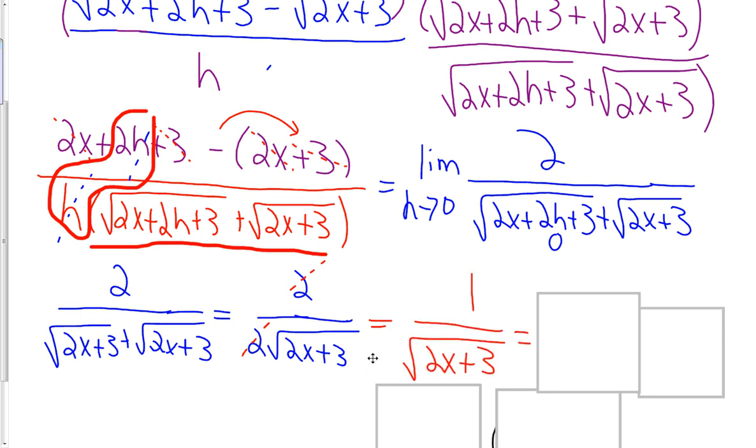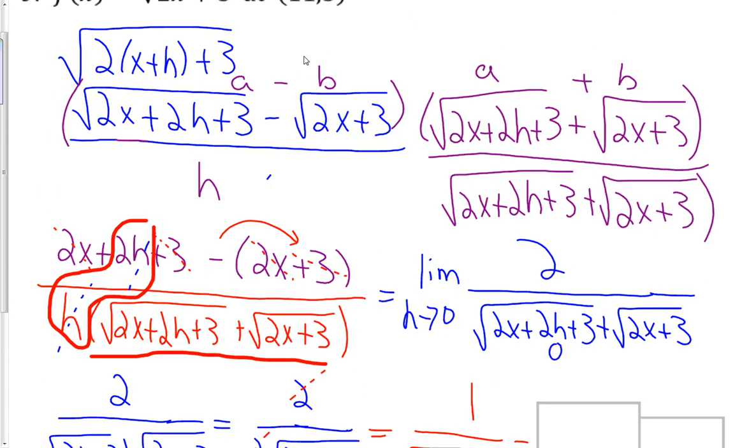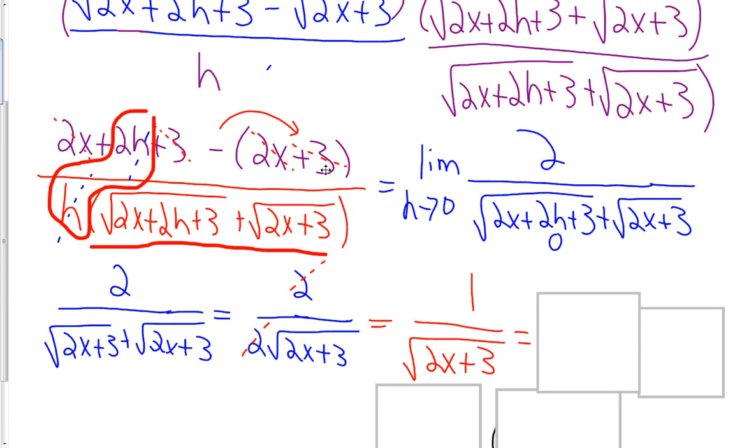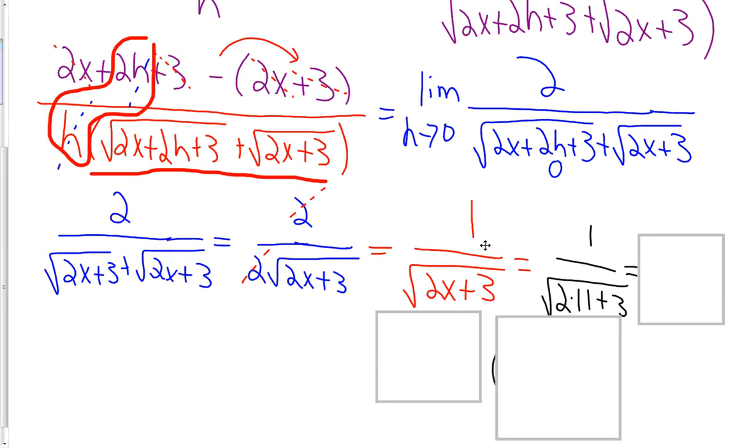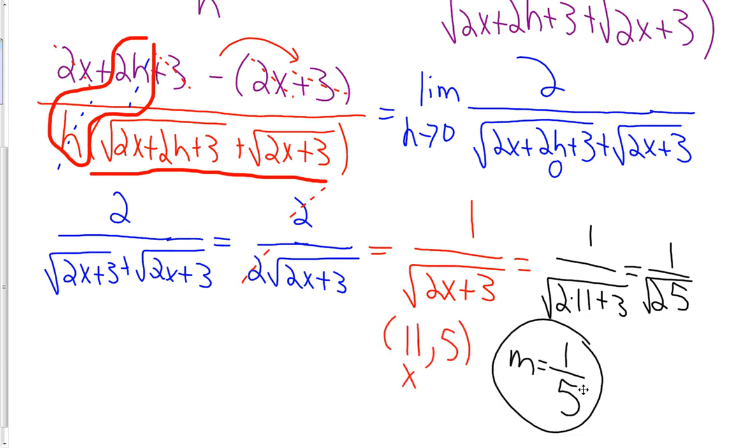Now, normally we would rationalize. Well, we got to plug x in, so let's plug x in and make sure it doesn't become a nice number. Now, x is 11, and 5 for our y value. No y, so just plugging in, 2 times 11 is 22, plus 3 is 25. 1 over the square root of 25 is 1/5. And so our answer is, slope is 1/5.